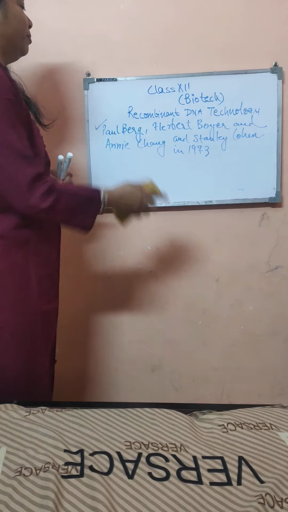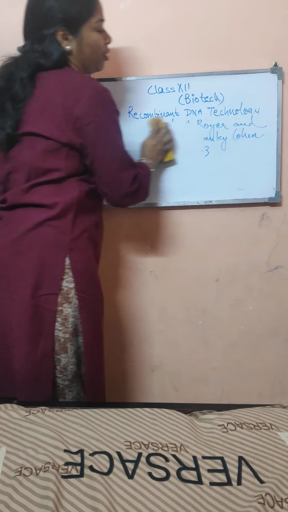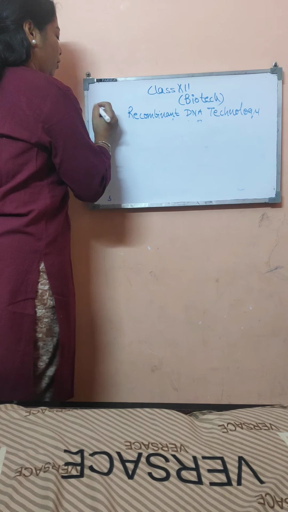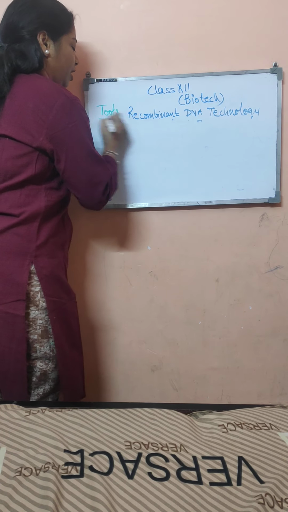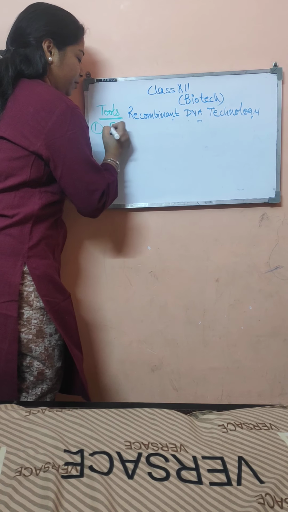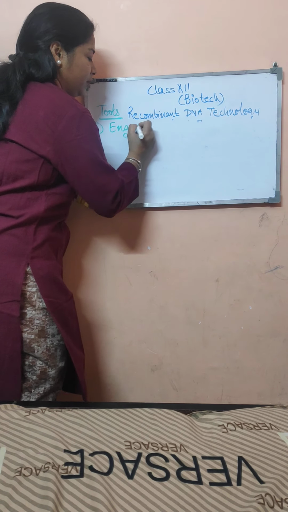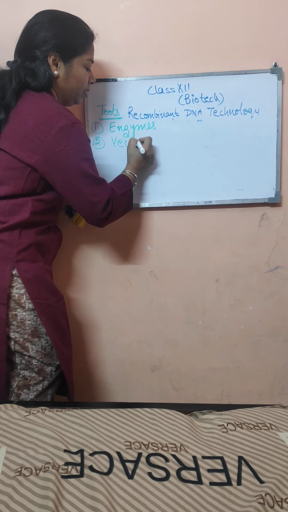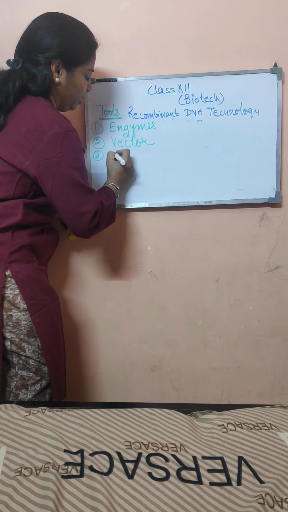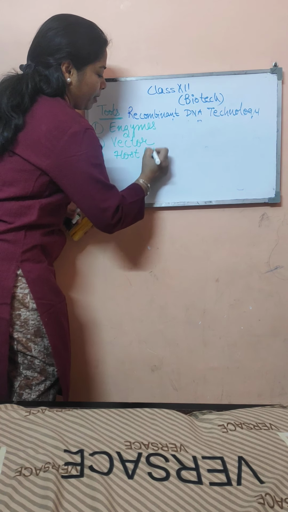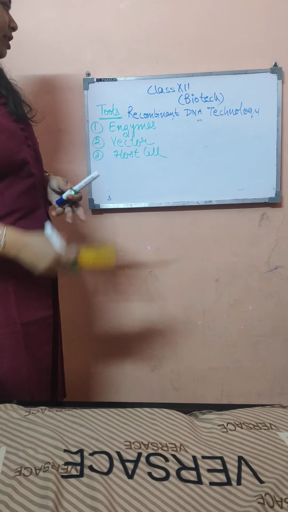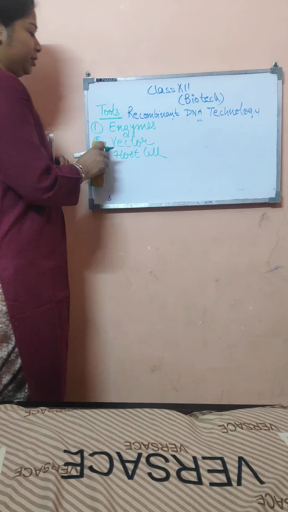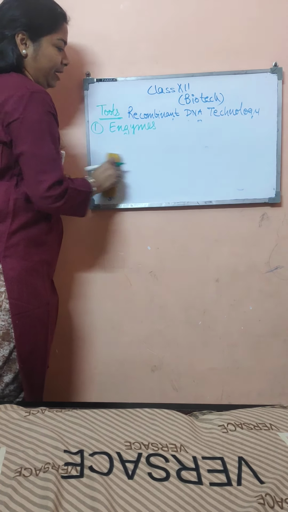And now we will move to the tools of recombinant DNA technology. The major tools of recombinant DNA technology are: first, the various enzymes involved. Second is the vector molecule, and third is the host cell, as we have discussed in the steps of the recombinant DNA technology. And the foremost important are the enzymes.